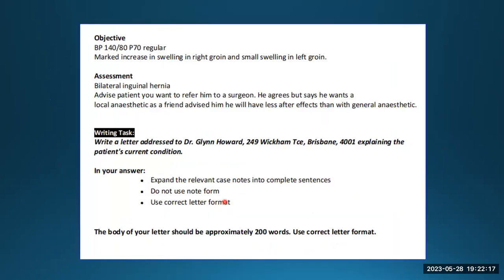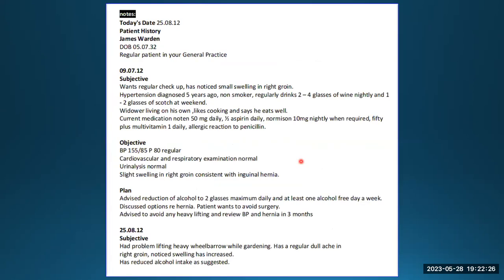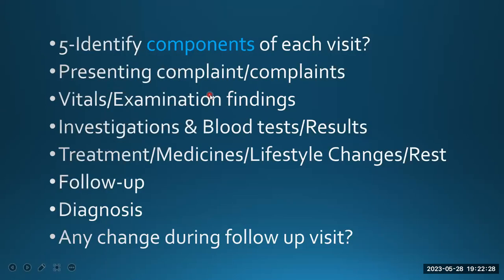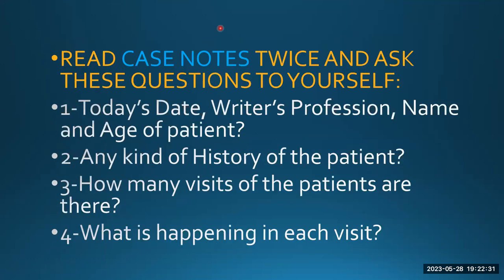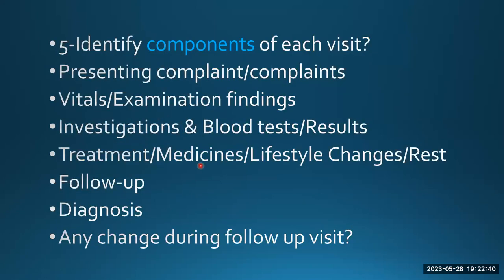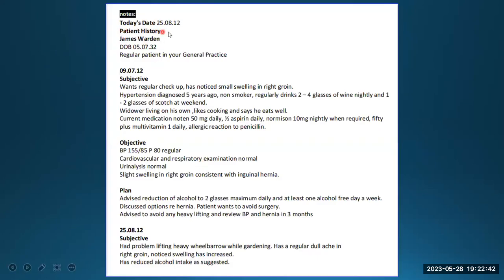look at these cases. We have identified the name and title of our recipient, and the address of the recipient. Then what else did I tell you to look for? I told you to look for today's date, writer's profession, name and age of patient, history, and then visits. This is today's date. James Warden is the name of the patient. This is his date of birth.